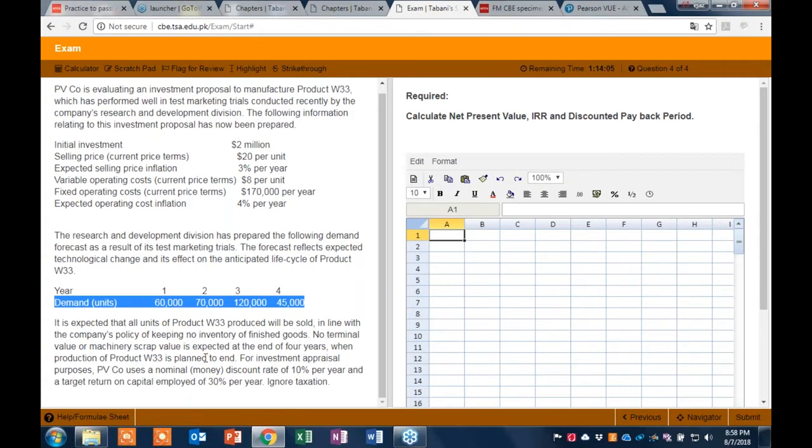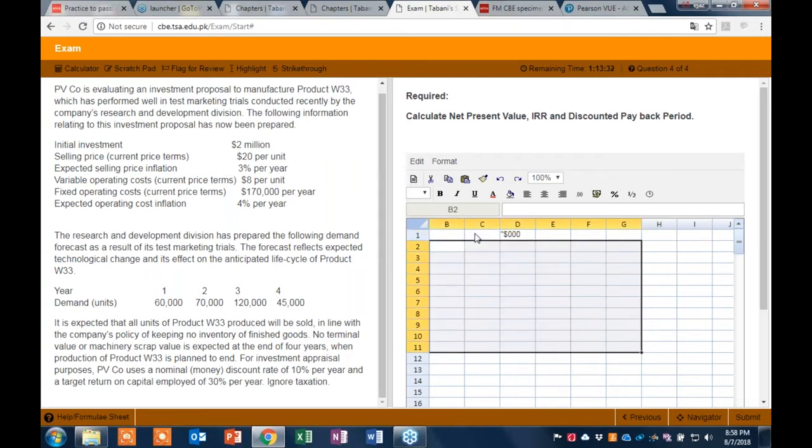When production of W33 is planned for investment purposes, the company uses a nominal discount rate of 10%, and the target return on capital applied is 30%. Ignore taxation, calculate the net present value. So let's see how we incorporate inflation into our investment appraisal. So let's write the figures in thousands.